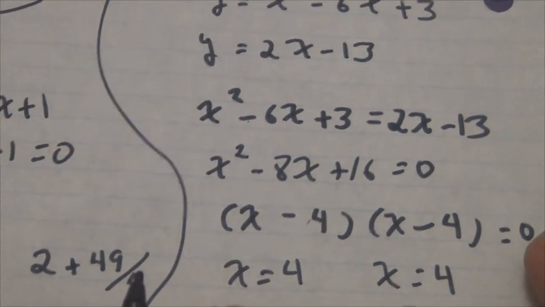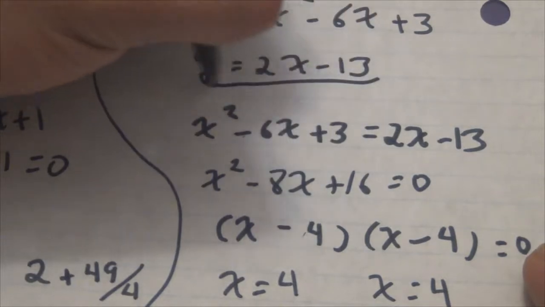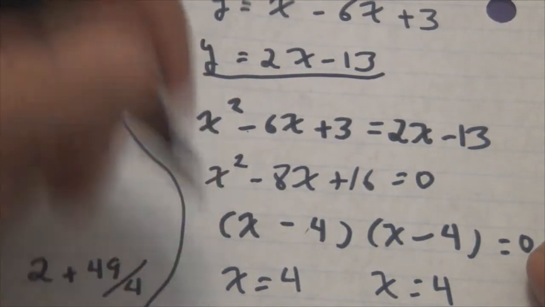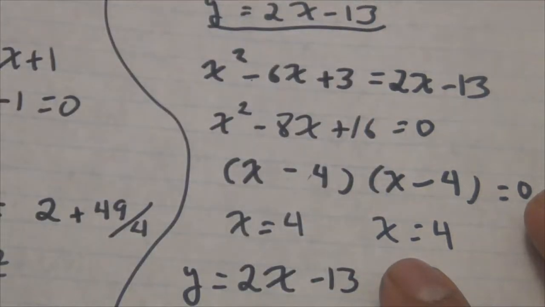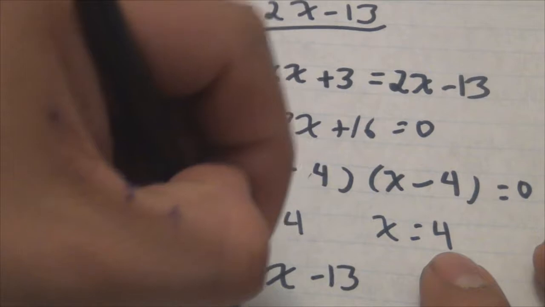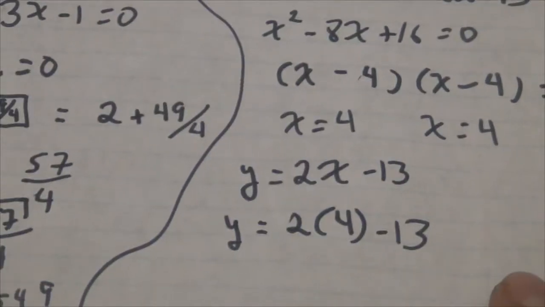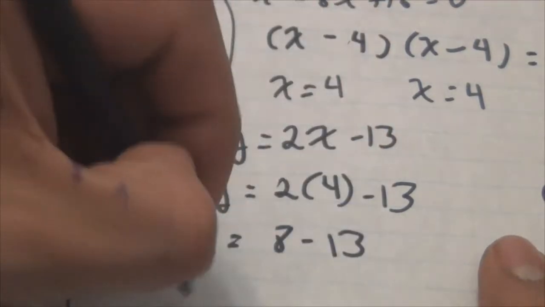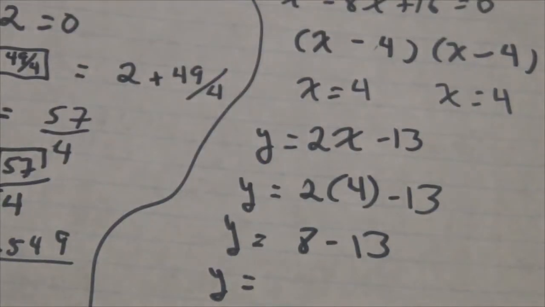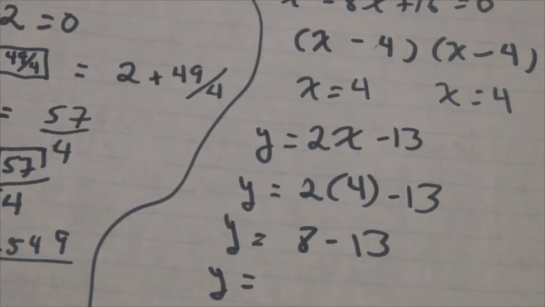And now to find your y value, you substitute the x into one of the originals. Let's do the linear one. So I have y equals 2x minus 13. And now when I substitute the value, I get y equals 2 times 4 minus 13. And now I got y equals 8 minus 13. What is 8 minus 13? Negative 5. Making your solution 4, negative 5.